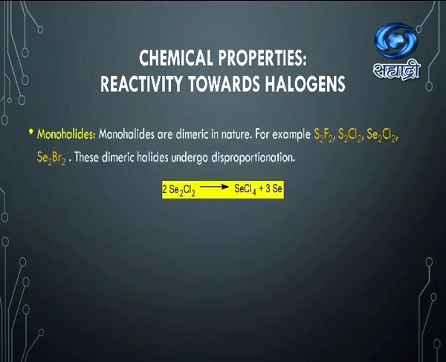And these group 16 elements also form monohalides. Monohalides are dimeric in nature. That means two molecules exist together. For example, S2F2, S2Cl2, Se2Cl2 and Se2Br2. These dimeric halides undergo disproportionation and form corresponding tetrahalides. Here is the example of Se2Cl2. So 2Se2Cl2 gives SeCl4 plus 3Se.